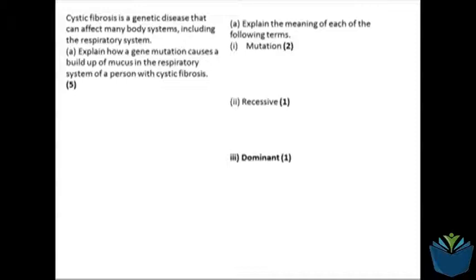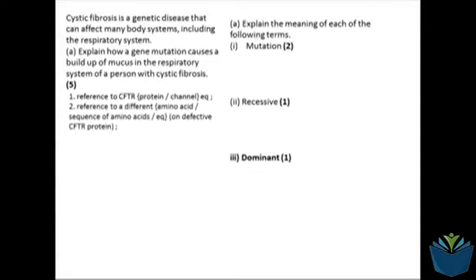The first thing to mention is, due to the mutation, obviously you have to refer to the CFTR protein. The mutation means that the CFTR protein cannot be made properly, and therefore you have a different sequence of amino acids. This means there's a change in the protein, so you could mention a change in the tertiary structure of the protein.